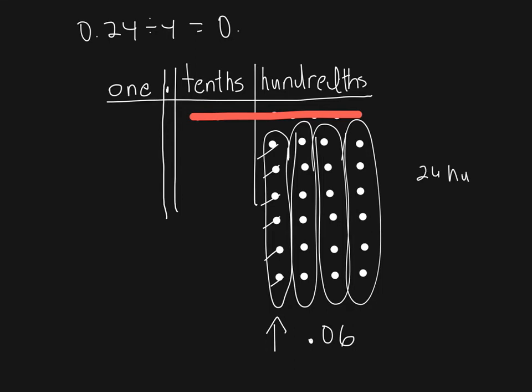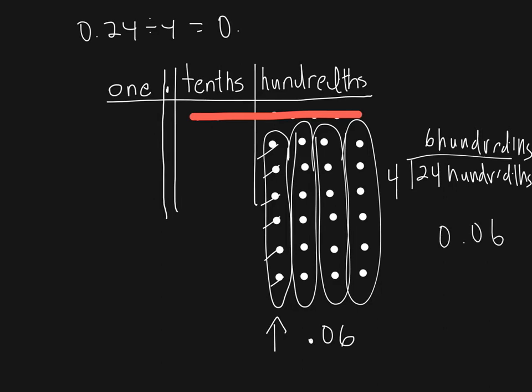24 hundredths divided by 4. And of course, there's my basic fact. 24 divided by 4 is 6, and my unit is hundredths. So my answer again in standard form will be 6 hundredths.